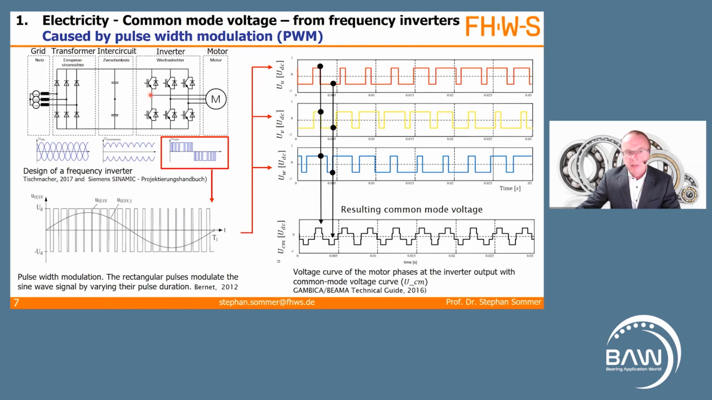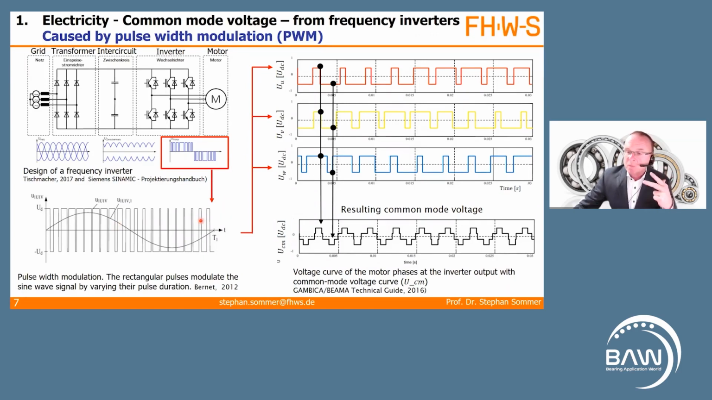In the inverter, the IGBTs, those are those funny things here, insulated gate bipolar transistors. You may have heard of that. Together they perform the pulse width modulation. And these rectangular pulses modulate the sine wave signal by varying their pulse duration. But the output is not a perfect sine signal, but rectangular pulses.